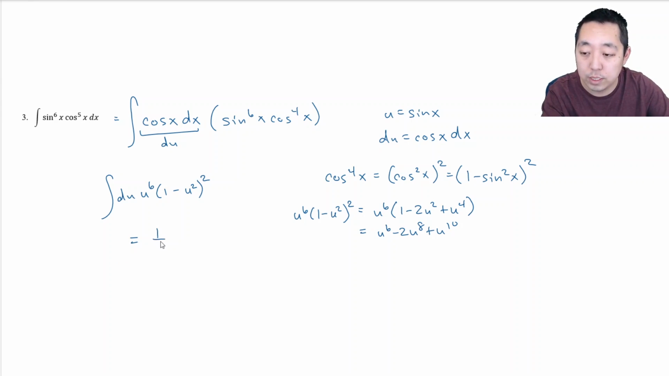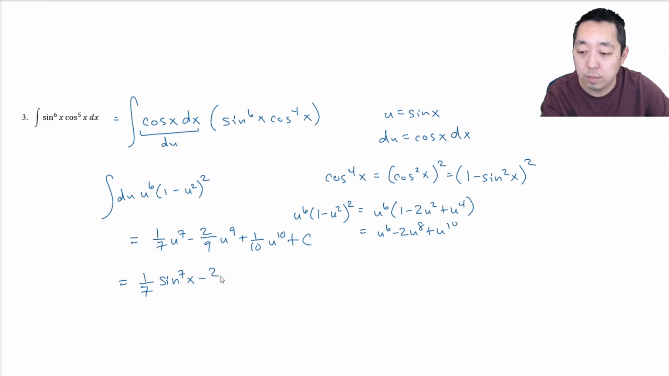It's going to be 1/7 u to the 7th minus 2/9 u to the 9th plus 1/11 u to the 11th plus c. And so then finally back substituting, it's going to be sine to the 7th x over 7, minus 2/9 sine to the 9th x, plus 1/11 sine to the 11th x, plus c.